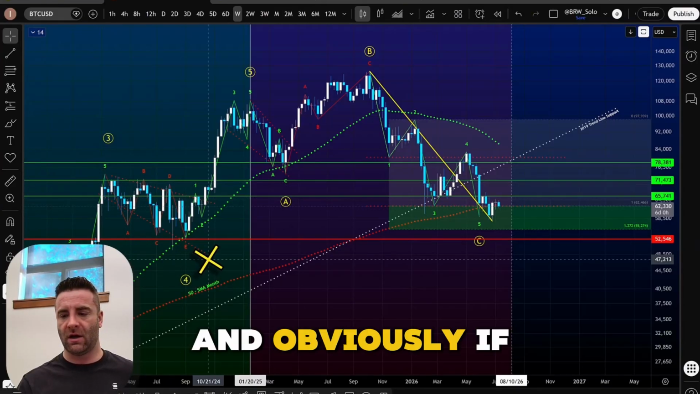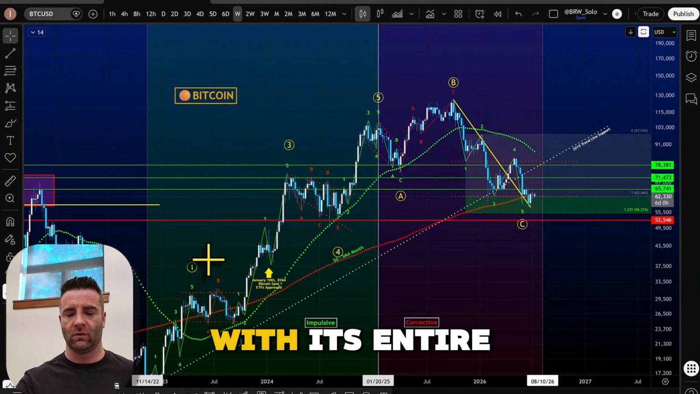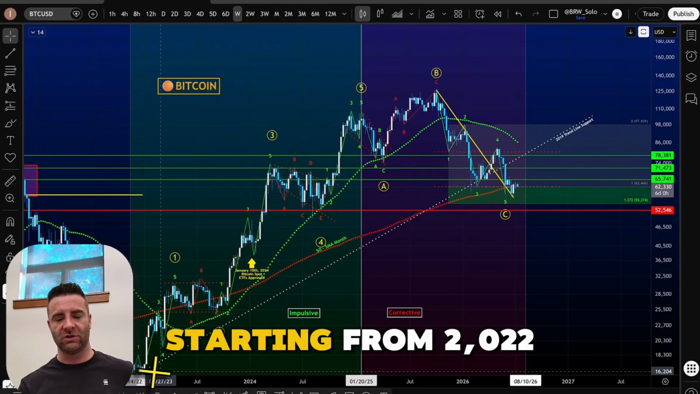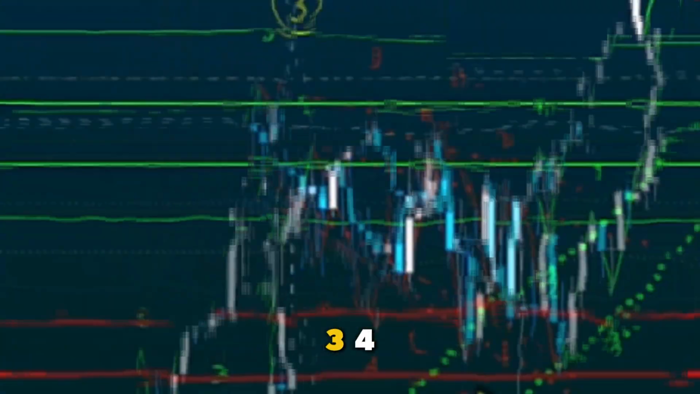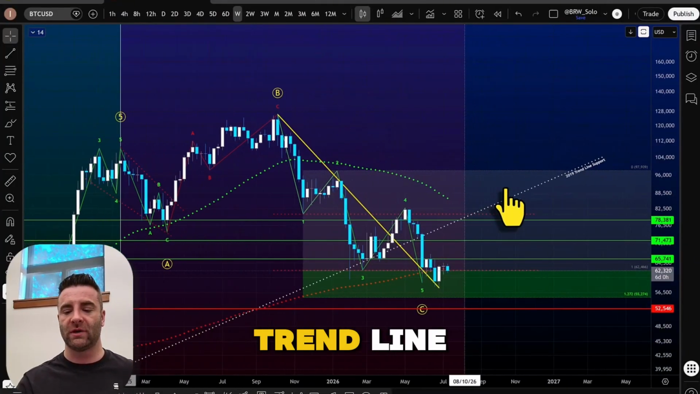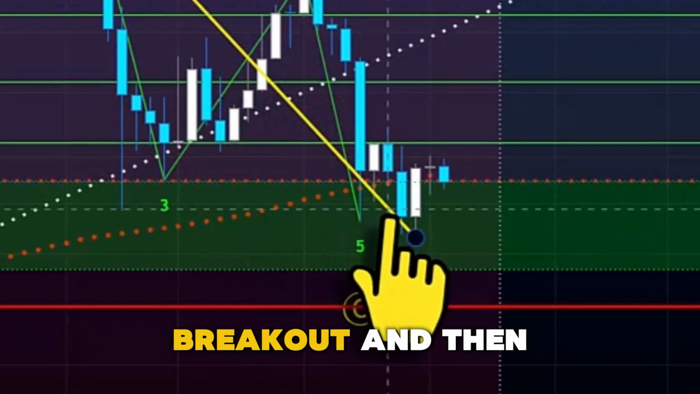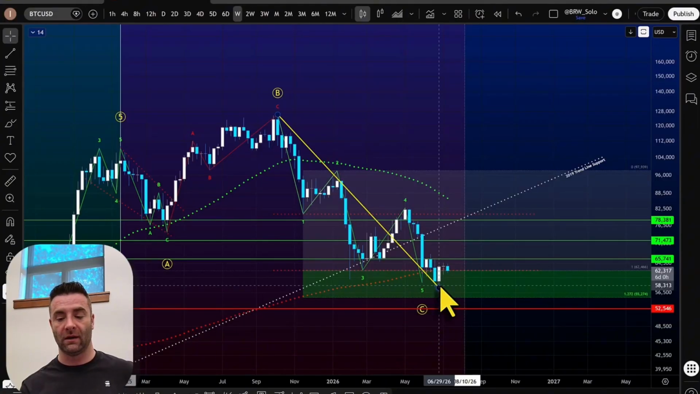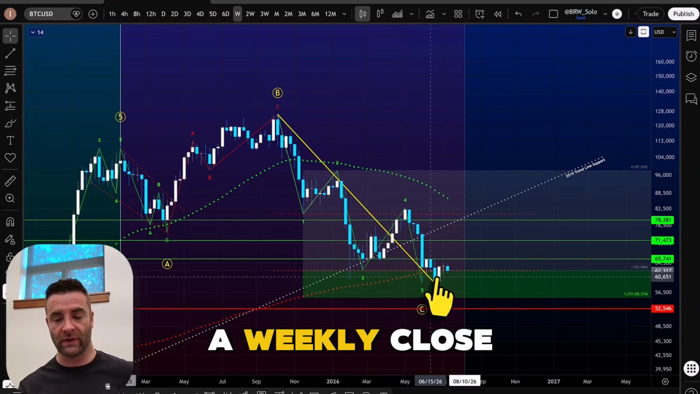And obviously, if you guys haven't seen this before, this is Bitcoin with its entire Elliott wave structure starting from 2022. So we talked about this before. It was wave 1, 2, 3, 4, 5, A, B, and a C. And we have a trend line, which is really nice because you have a point, a breakout, and then a backtest support. Also, we've never had a close, a weekly close.